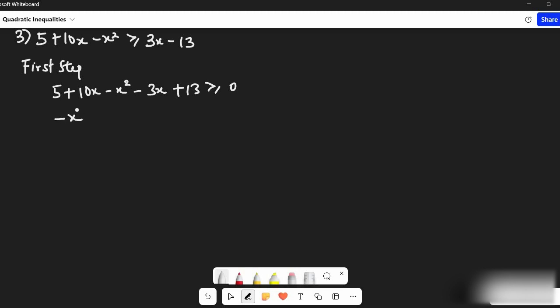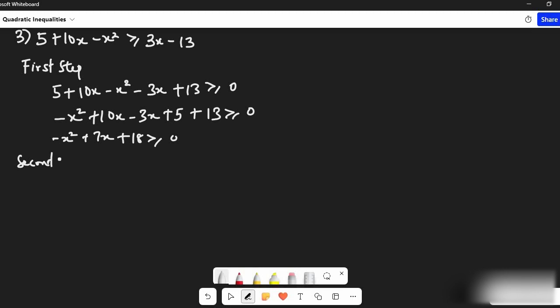Collecting like terms, this will be minus x squared plus 10x minus 3x plus 5 plus 13 greater than or equal to 0. So I just grouped the like terms, collected them together. So now we have minus x squared plus 7x plus 18 is greater than or equal to 0. Now the second step will be sketching the quadratic function.